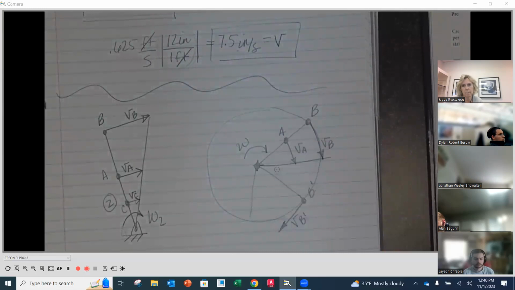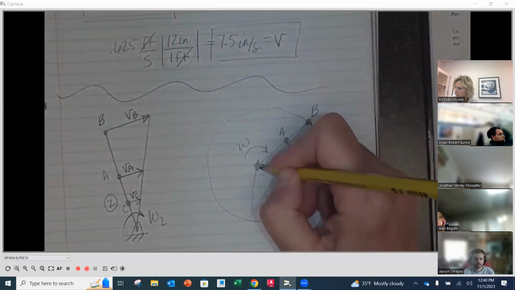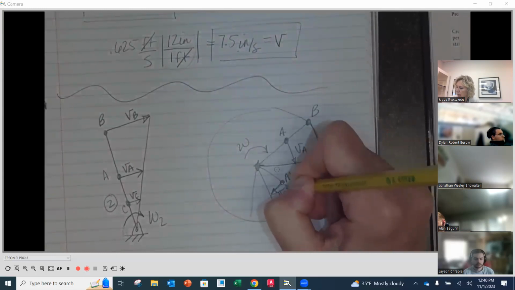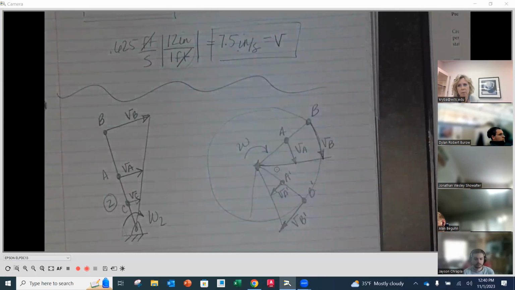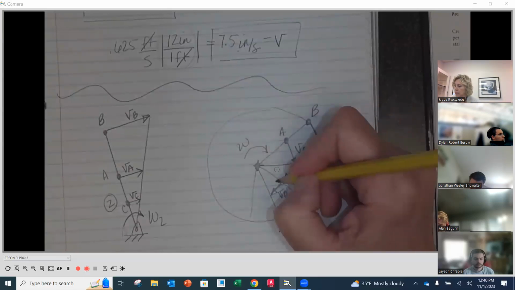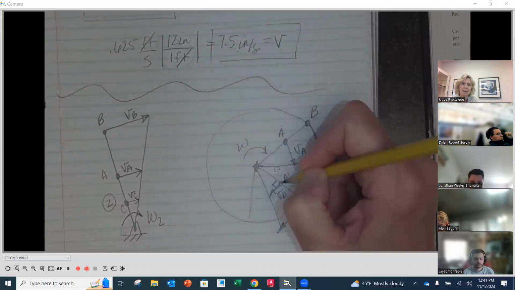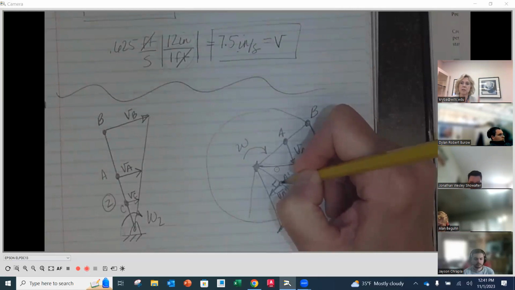Do you see anything about those directions that seem to be common? This would be A prime, so this would be VBA prime. Do you notice anything about those directions, even as they move from one point to another, or from one angle to another? Perpendicular to what? They're perpendicular right here. They're perpendicular to this line. What do you think that line is called? We call it the radius of rotation.